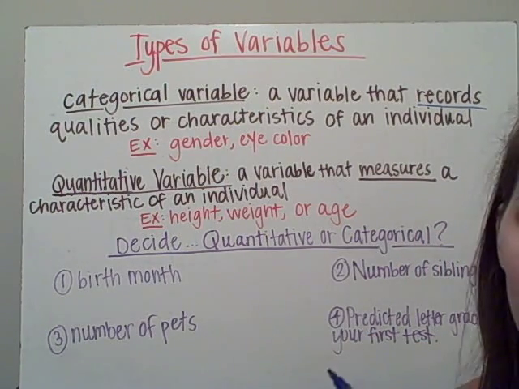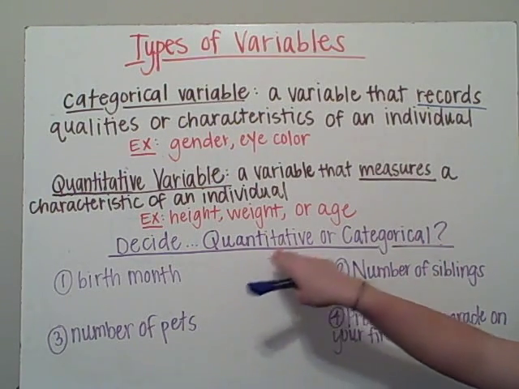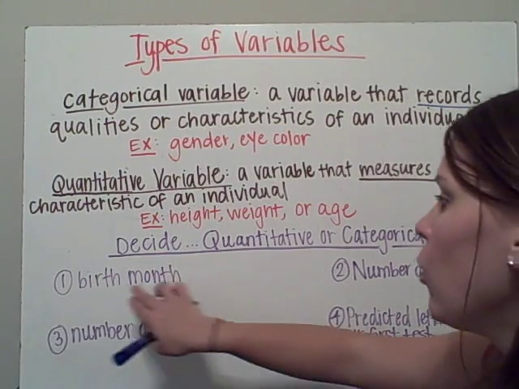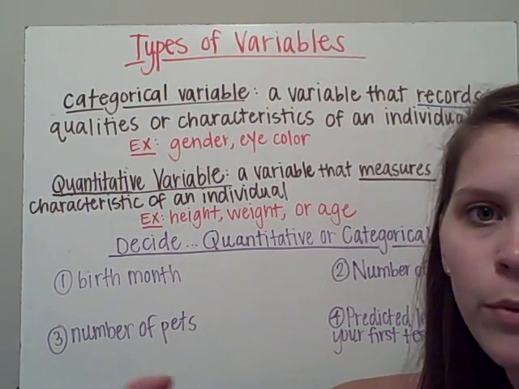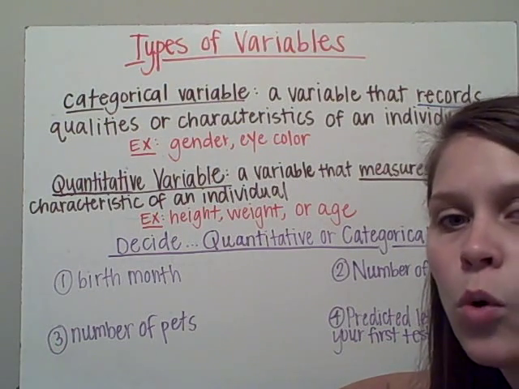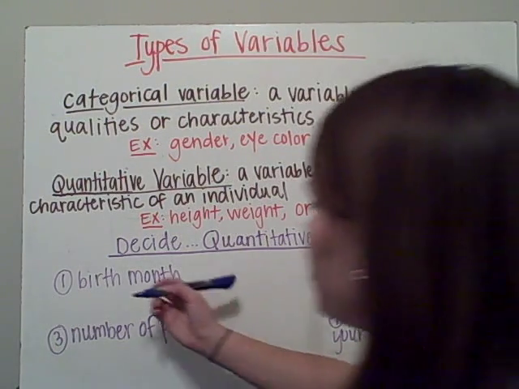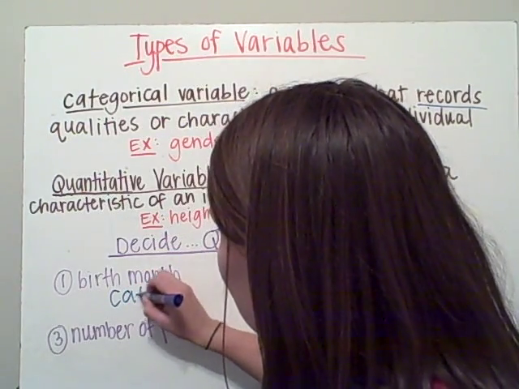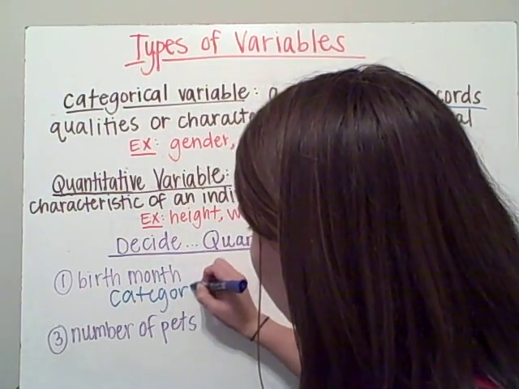So let's look at some examples. We need to decide whether it's quantitative or categorical. Well, birth month, that's January, February, March, and so on. Those are months. That is something that you can record. It's not something you can measure. So this one would be categorical.